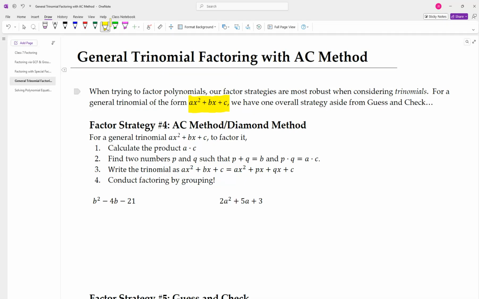Nevertheless, the strategies that we're going to use, the first one is kind of a general catch-all strategy called the AC method. Some people may have learned this previously as a diamond or cross method. And so the overall idea is once we have our trinomial, we're going to calculate the product A times C. And I think it's been a hot minute since I've done the diamond method, but the diamond method, you do this more visually. So you would do the product A times C here, and then you would do B here, and then you try and figure out what P and Q are that meet those things. I tend to just do this more in the steps that are outlined here.